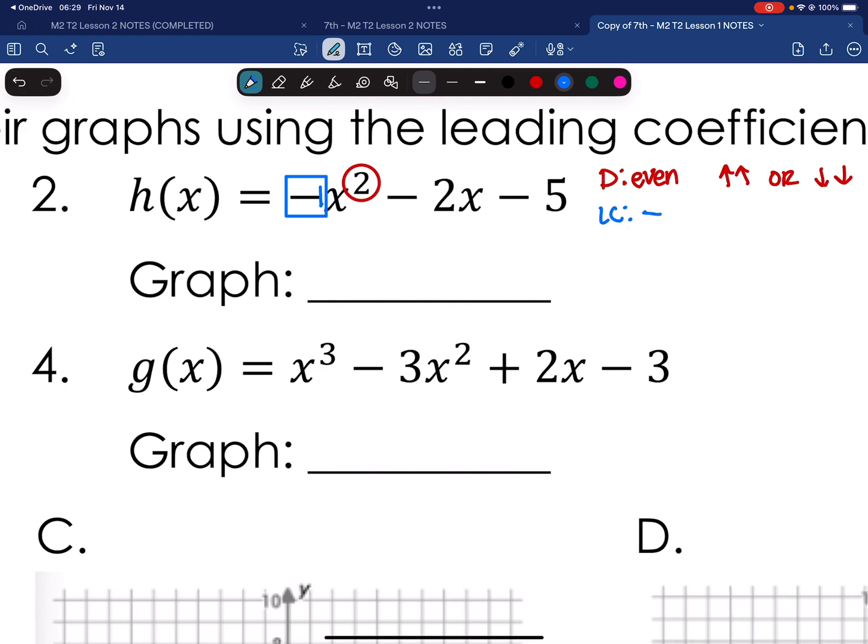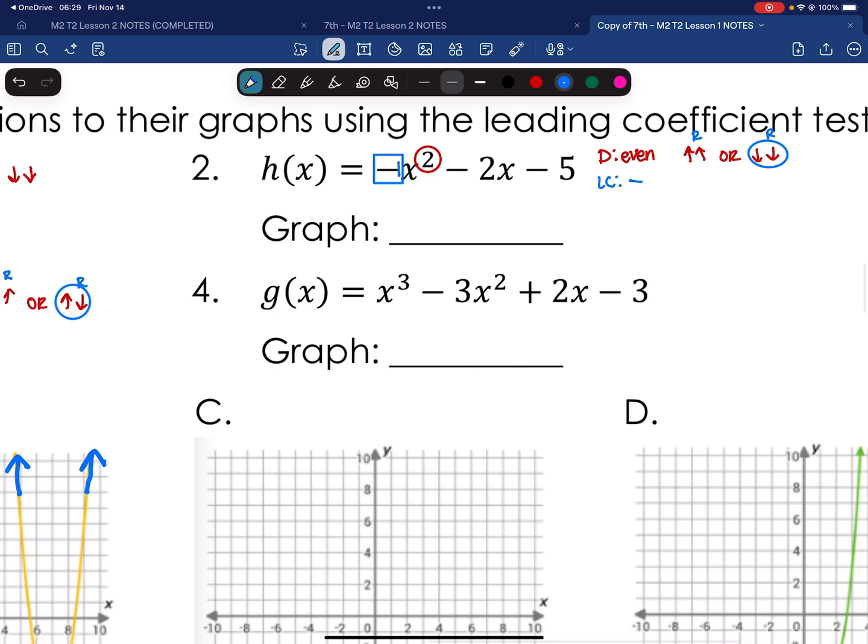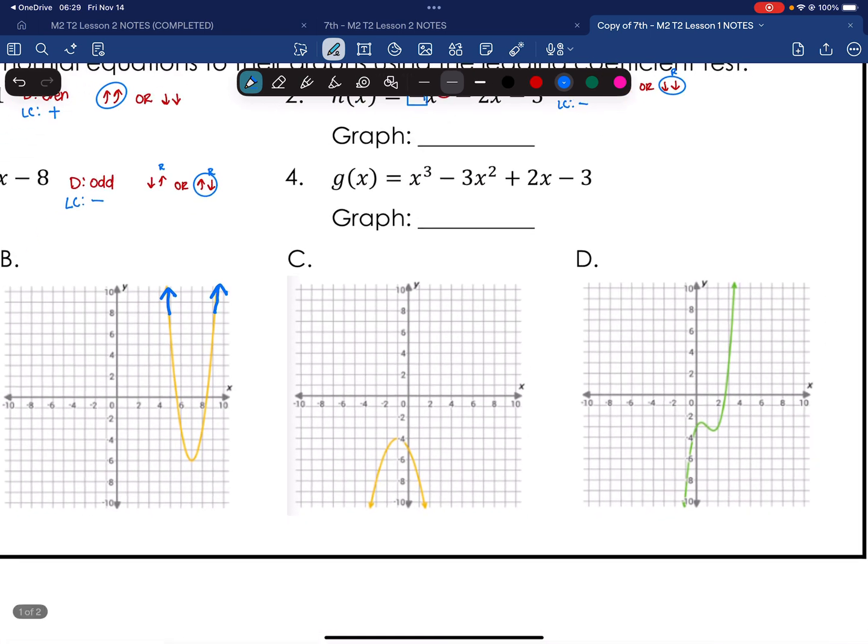So when our leading coefficient is negative, we want the right side to go down. So we want them both to go down. So now we're looking for a graph where they're both going down. So that would be this graph here and this graph here. So that would be letter C.